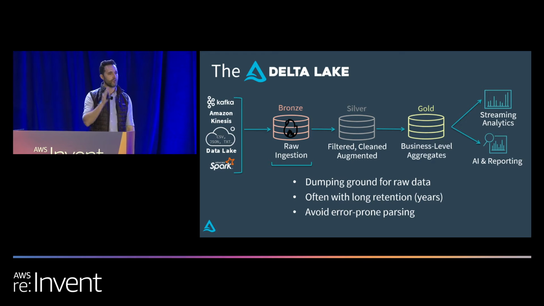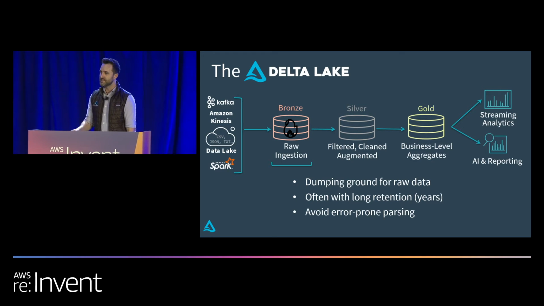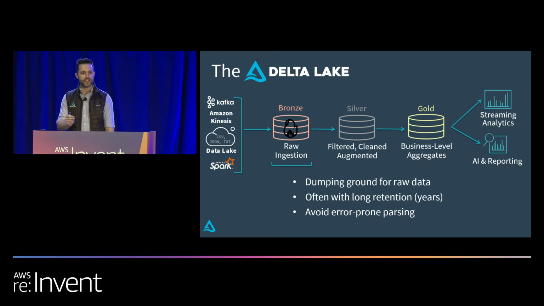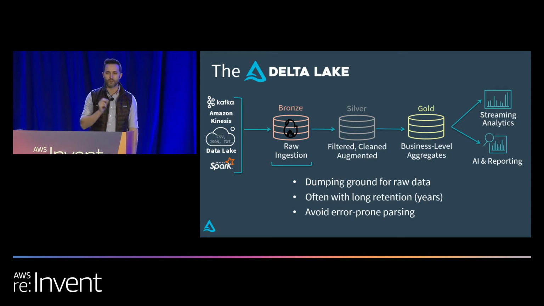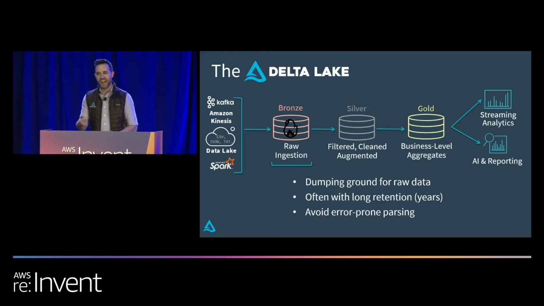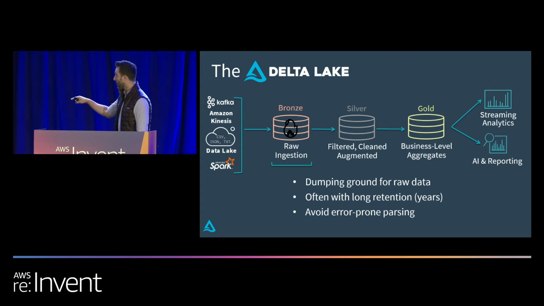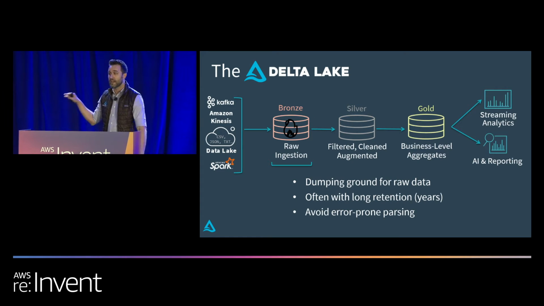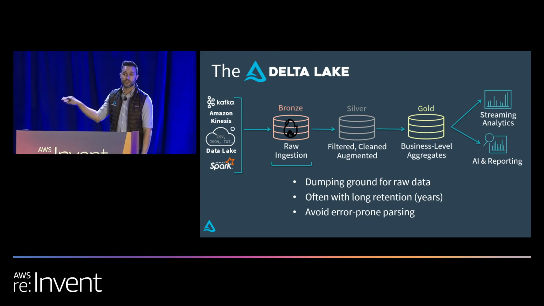And that is there are no bugs in a parser that you don't write. If you just keep the raw data, there can be no mistakes in your ETL code. You can always go back to that original record and start from scratch. And Delta supports keeping large amounts of data. So many of our customers actually use it to keep years and years worth of data.